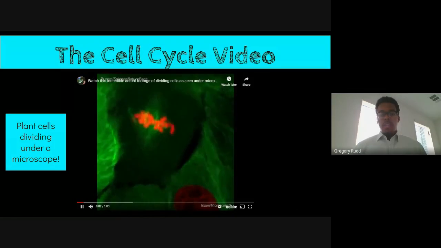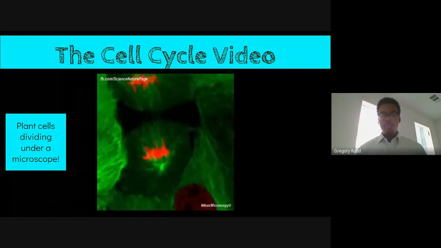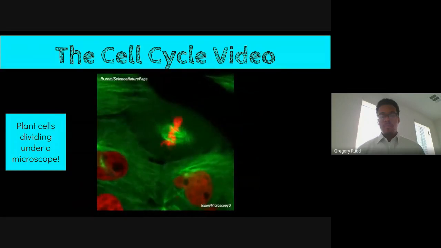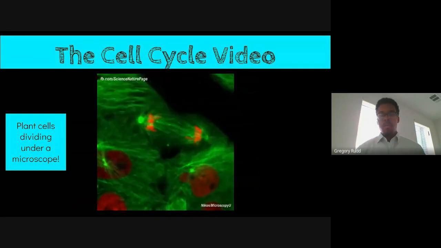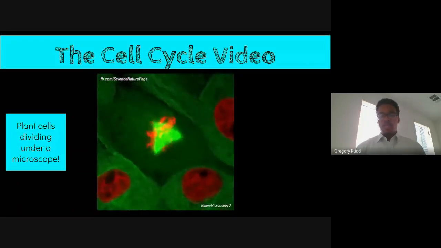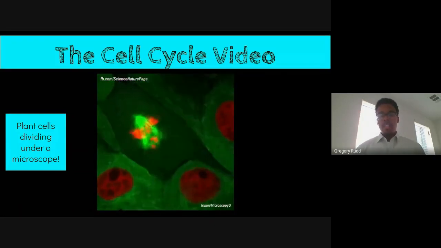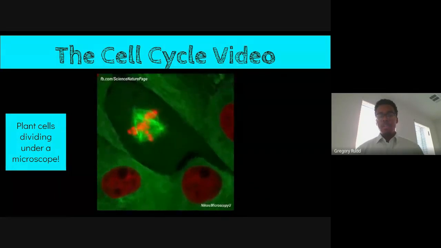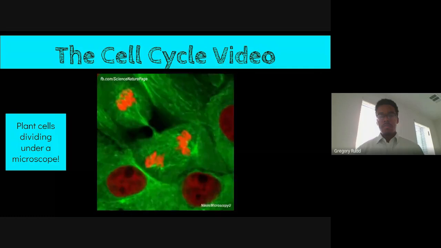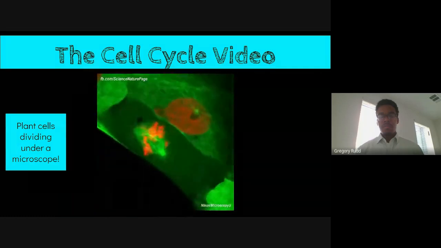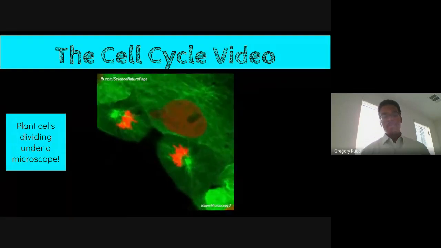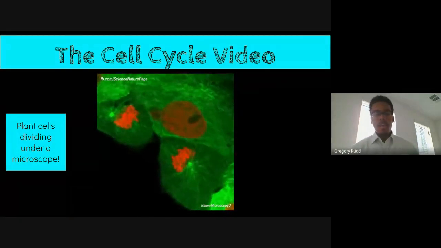And this is essentially what it looks like. So you can see the orange genetic material. The green stuff are called spindle fibers, and they pull the genetic material apart. So we're starting off with one cell, and we're ending up with two.